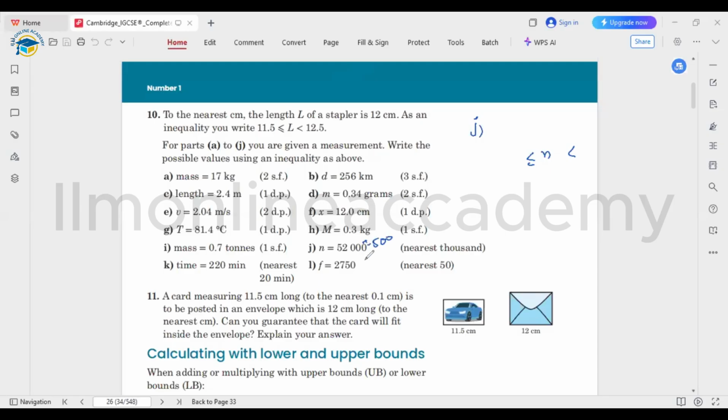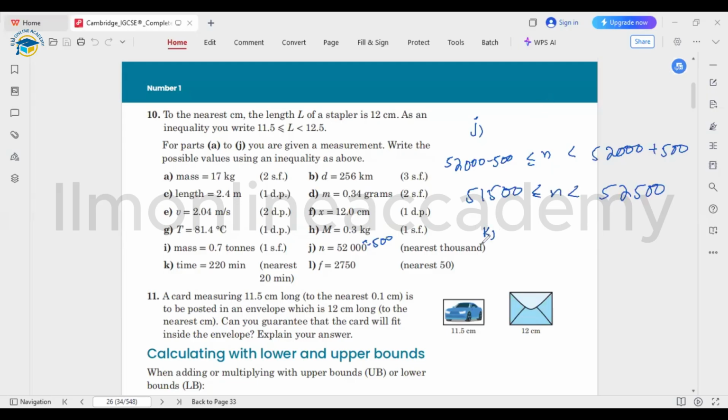Okay, when they give the number in this way, let me show you as well: 52,000 subtracting 500 and 52,000 adding 500. So let's first of all subtract this. So this will be 51,500. And after adding 500 in this, it will be 52,500. So this is basically your part number J.